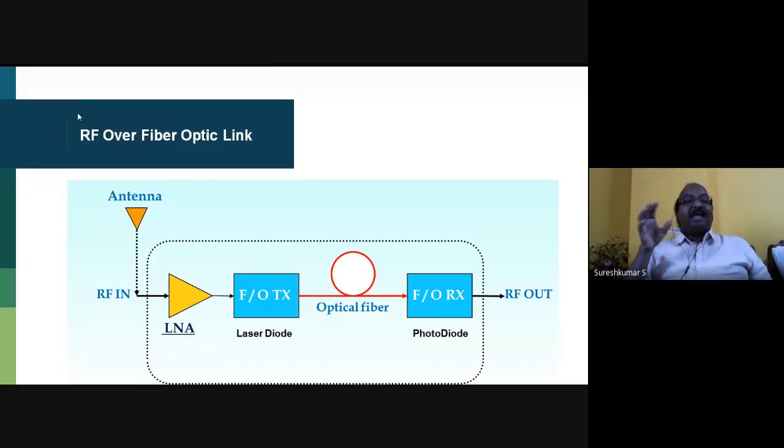Okay, what is an RF over fiber optic link? It has a basic antenna and an LNA in the front-end system and a fiber optic transmitter which converts RF to optical, and then a photodiode receiver which converts optical to RF, which is located in the central processing station, and an optical fiber cable. So this is a common basic block diagram of an RF over fiber. You need an optical transmitter, you need an optical receiver. But what is inside? Let us see now.